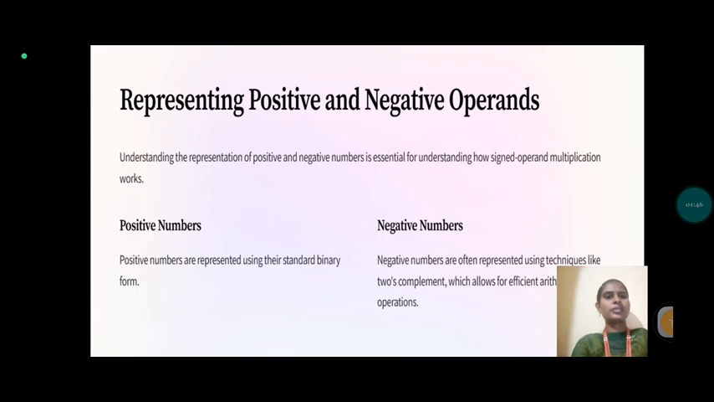Next, representing the positive and negative operands. Understanding the representation of positive and negative numbers is essential for understanding how signed operand multiplication works. Positive numbers and negative numbers. First one, positive numbers are represented using their standard binary form. Then negative numbers. Negative numbers are often represented using techniques like 2's complement, which allows for efficient arithmetic operations.